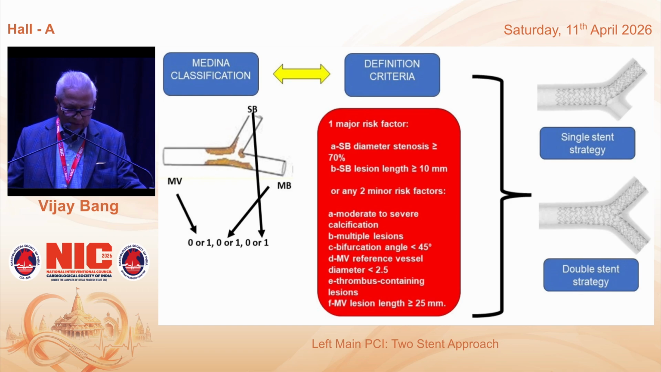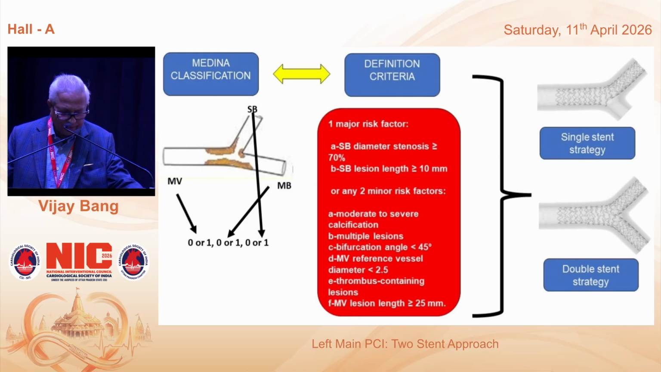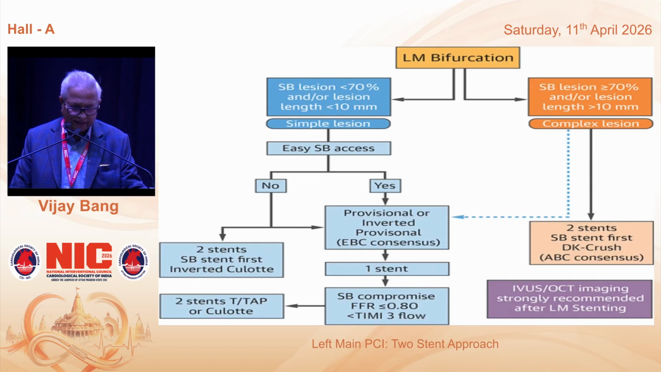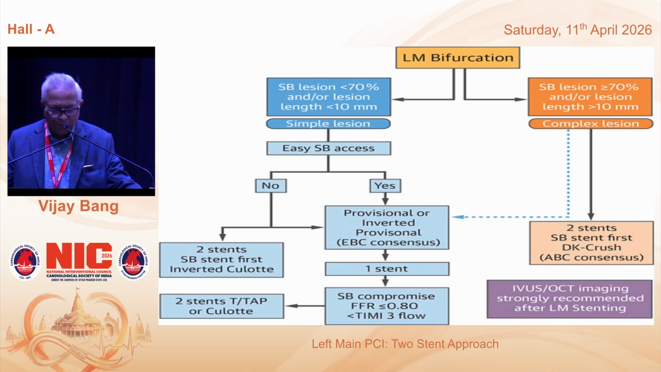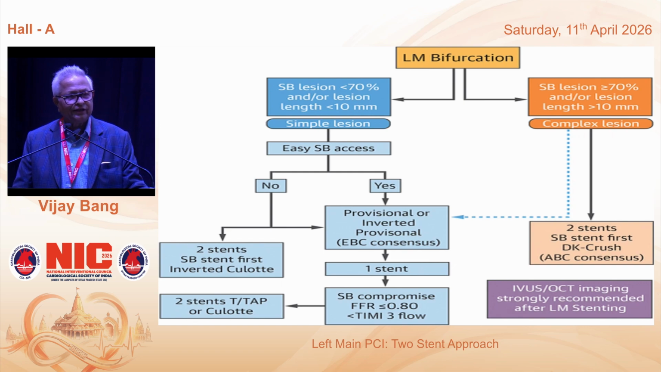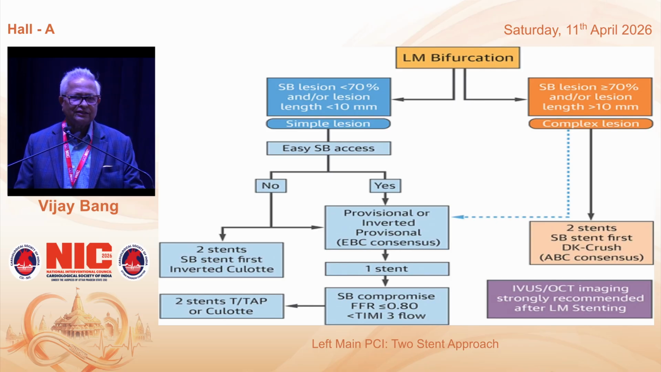Then, main vessel, that is left main reference vessel diameter less than 2.5 millimeter, thrombus-containing lesions, and main vessel lesion length more than 25 millimeter. These are the various complexity criteria. Now, once we decide that this is a complex lesion, then a two-stent strategy is correctly approached, and DK crush is the preferred technique. And the ABC consensus, we have all heard of the EBC consensus, but ABC consensus is a part of the EBC consensus. What it says: wire both the arteries, prepare both the lesions well, and the stent should be optimized at the end. That's the very important message.